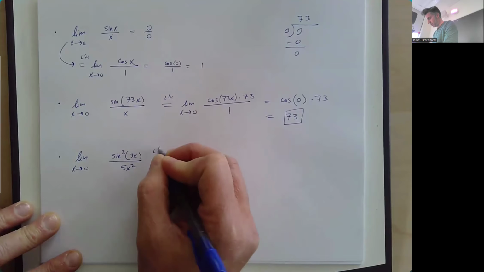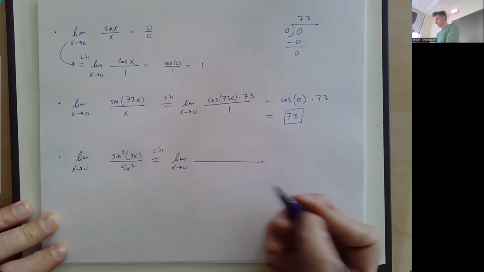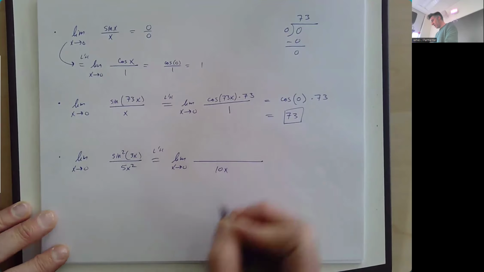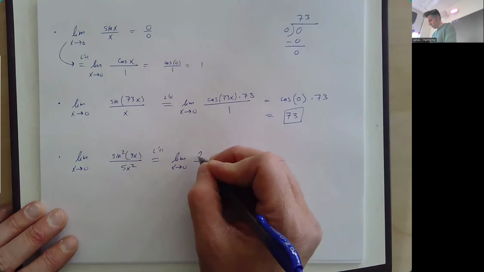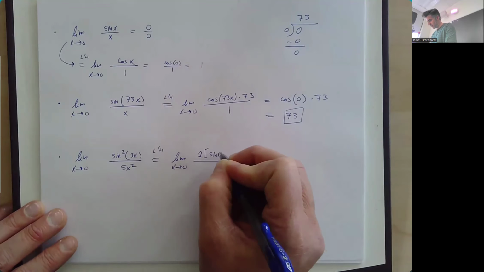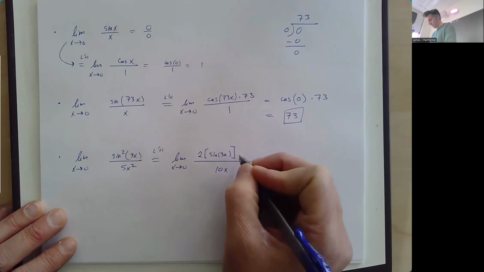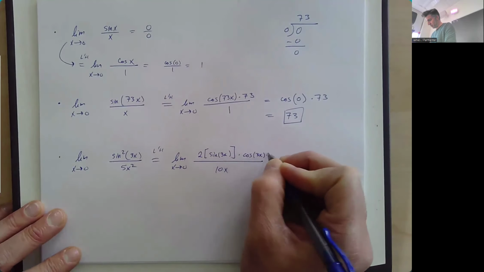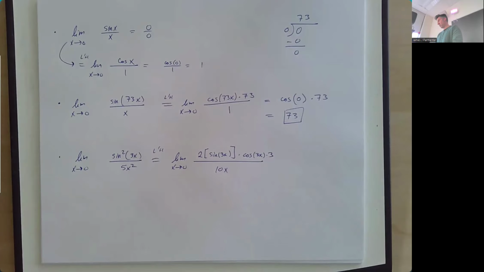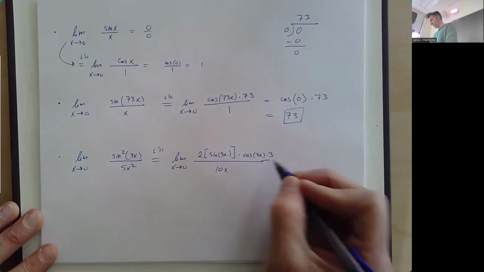So we use L'Hopital's rule. The derivative of the bottom is easy. It's 10x. The derivative of some stuff squared is going to be 2 times my stuff times the derivative of my stuff, which is cosine of 3x times 3. Okay, that's not my favorite, but fine.